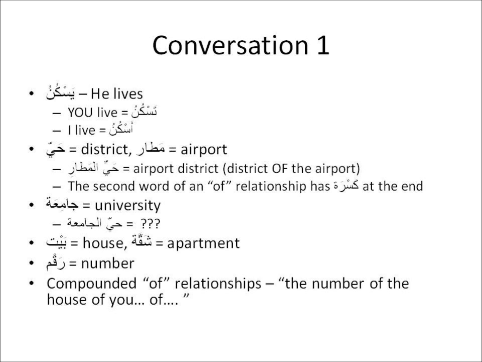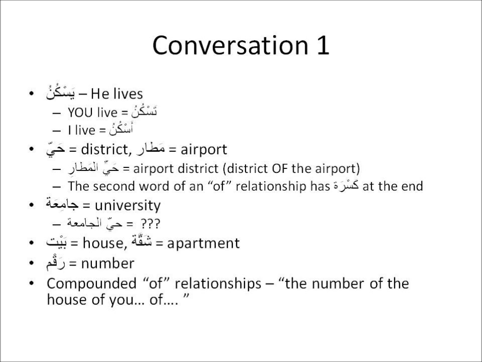Hayy means district, matar means airport. So if you put them together, it becomes hayy al-matar. And as I said before, whenever you put two words together, it makes an of relationship between them. And the second word of the of relationship would have a kasra at the end, which is why you see a kasra at the end of al-matar. Jamia is university, so you should know what Hayy al-Jamia means. If Hayy al-Matar means the district of the airport, then Hayy al-Jamia means the university district.